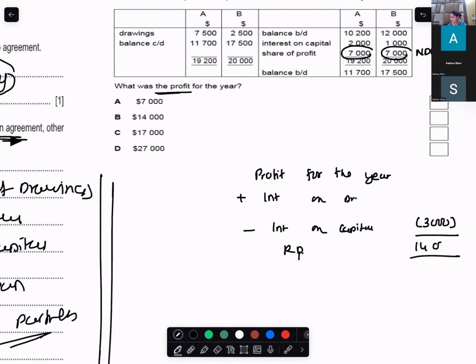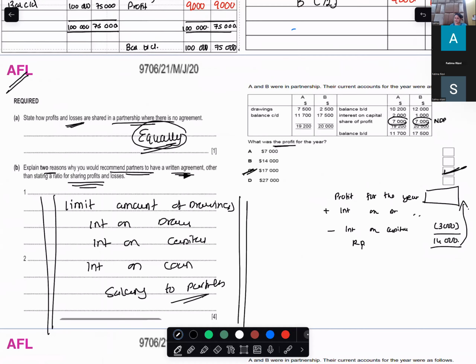The residual profit is 14,000. You want this profit. Now you will go down to up. So what will you do? Add interest on capital, subtract interest on drawing. But you don't have interest on drawing. So your profit will be 17,000. Okay. Are you with me?